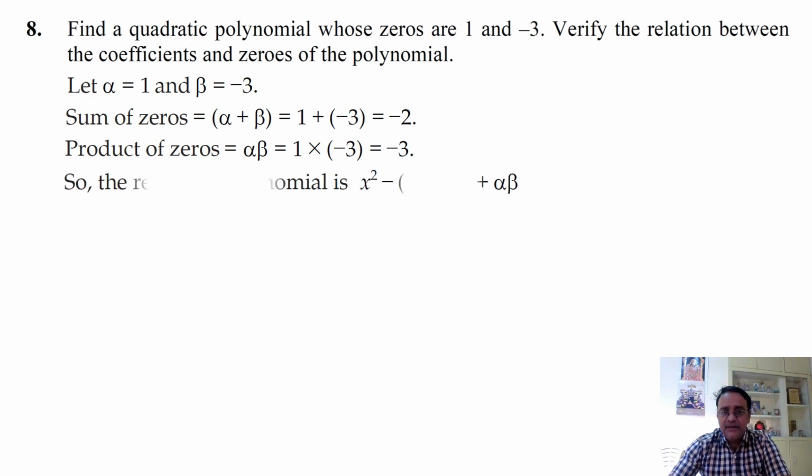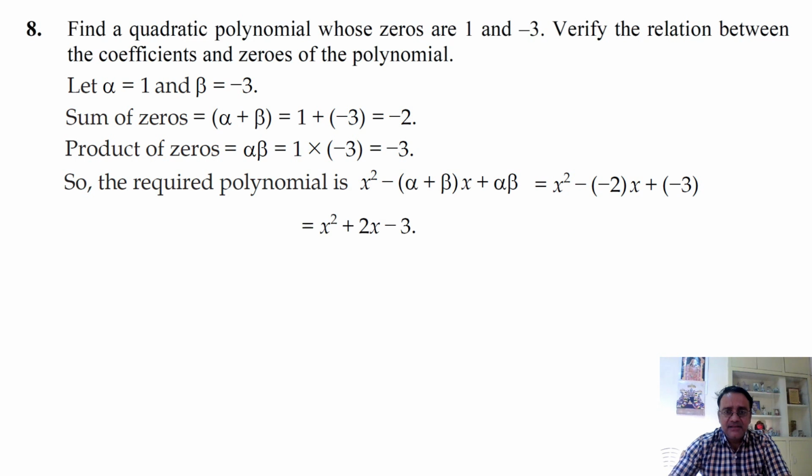Then we'll write the formula x square minus alpha plus beta into x plus alpha beta. Then we'll substitute the value. Okay, so final answer will get x square plus 2x minus 3. So this is a quadratic polynomial. Now we have to verify the relationship between the coefficient. The value of a is 1, the value of b is 2, and the value of c is minus 3.